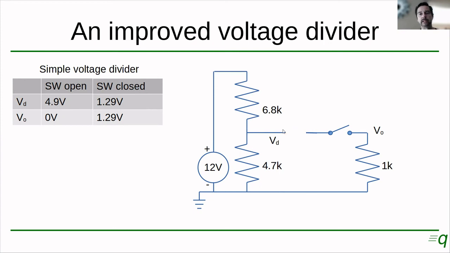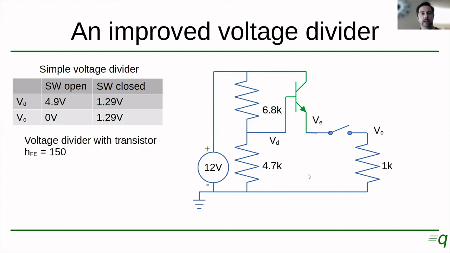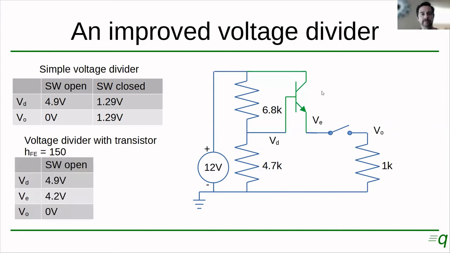So let's modify this circuit by opening it first and then connecting a transistor like this. If you have a look at this, this is the emitter follower transistor circuit that we had in the previous slide, right? With the collector connected to the positive of the supply and some input voltage coming to the base, and taking the output from the emitter. This is what we're going to be doing now. Let's assume this transistor has a DC current gain, or beta, or HFE of 150.